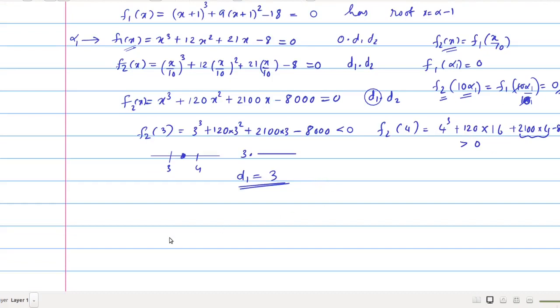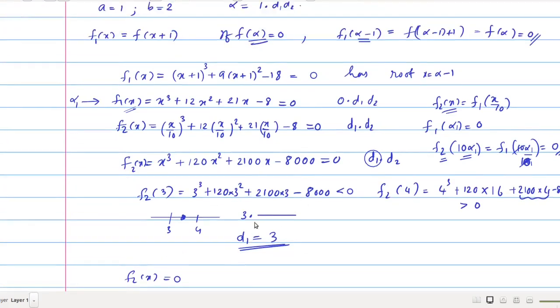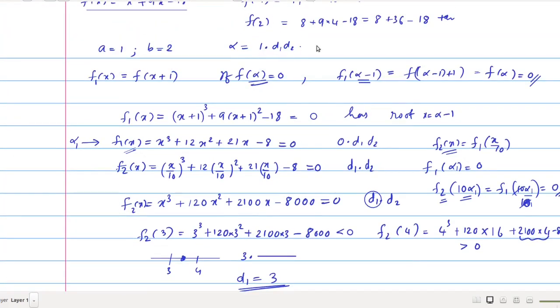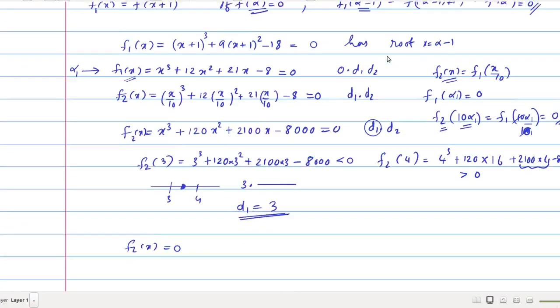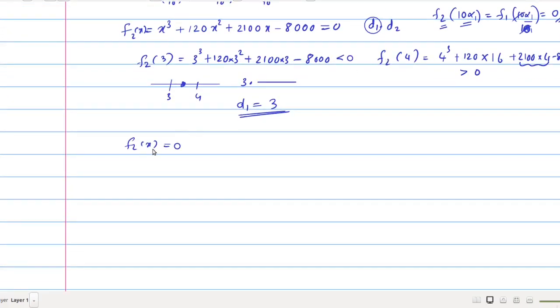Okay, so we start again with f2 of x equal to 0. Once you get this d1, we can get this alpha as 1.3 d2. Now next we need to evaluate d2. So you consider f2 of x. For this f2 of x, the root is 3.d2. Now find f3 of x equal to 0, such that the root of this equation is 3 less than this.